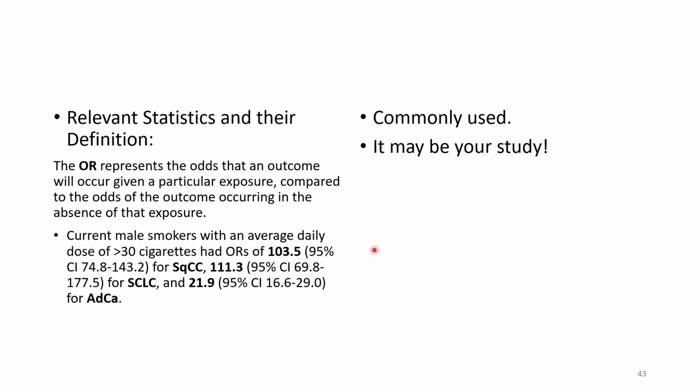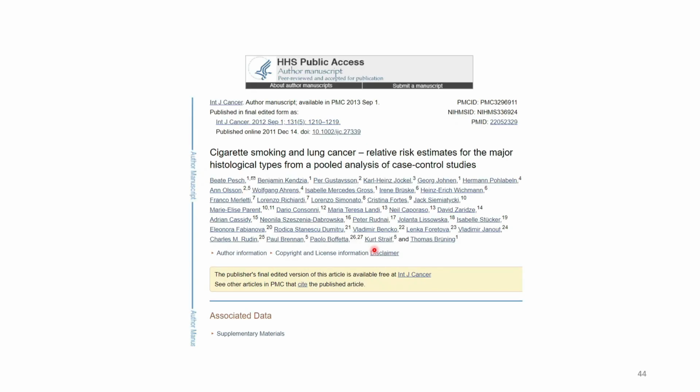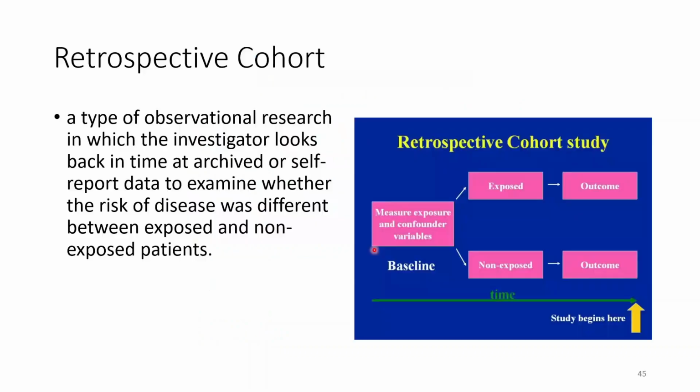This study type is commonly used and it could be yours. One of the studies that I have performed, multiple actually, were on risk factors for psoriasis, for inflammatory bowel disease, and we did case control studies. So this could be your future research, similar to cross-sectional. It's really very feasible and can be done in situations where funding is scarce or there are many challenges to doing research. This is an example of a case control study on the association between cigarette smoking and lung cancer.